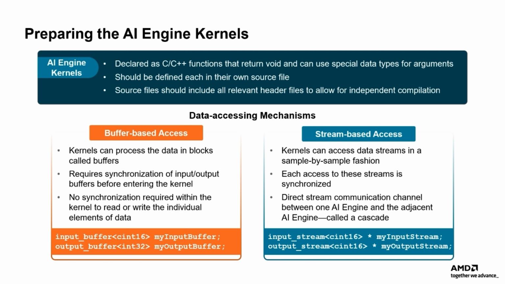There is also a direct stream communication channel between one AI engine and the physically adjacent AI engine, called a cascade. The example here shows a declaration of input and output streams of type CN16.